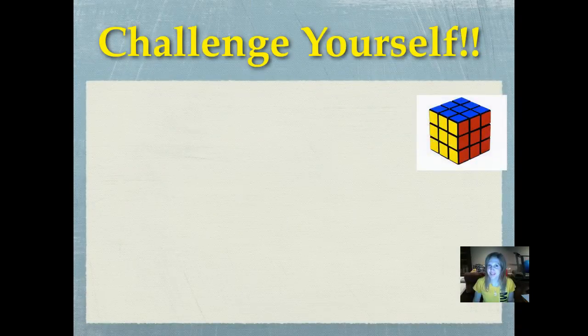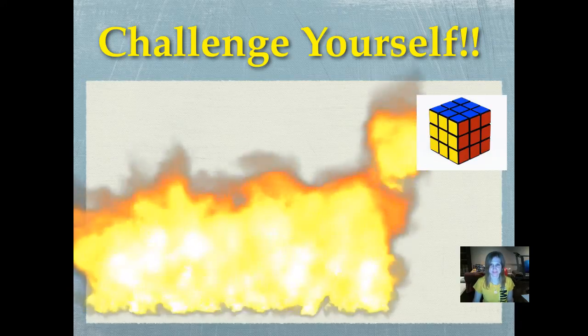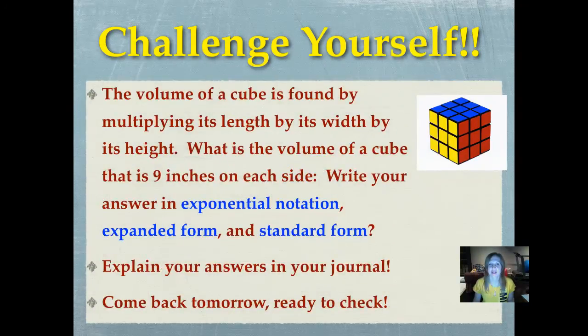It's time to challenge yourself. The volume of a cube is found by multiplying its length by its width by its height. What is the volume of a cube that is 9 inches on each side? Write your answer in exponential notation, expanded form, and standard form. Explain your answers in your journal. Come back tomorrow ready to check.